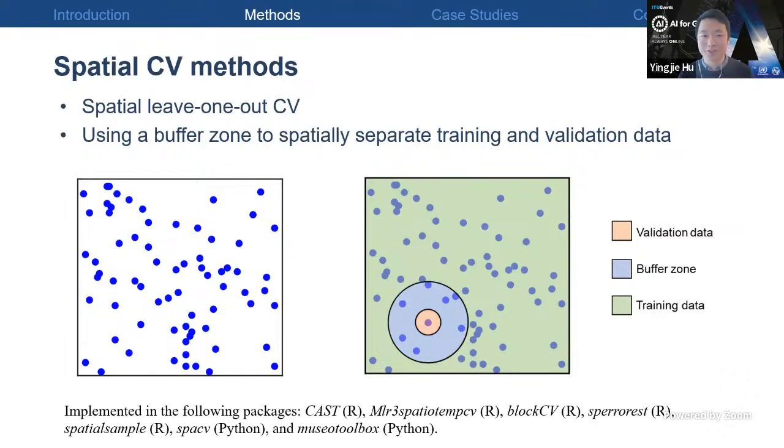The fourth approach is called spatial leave-one-out. Basically, this is a spatial extension of the classic leave-one-out cross-validation. We add a buffer zone to the area where the validation data is located, and the data in this buffer zone will not be included in the training process. Through this, we further separate the training data and the validation data.